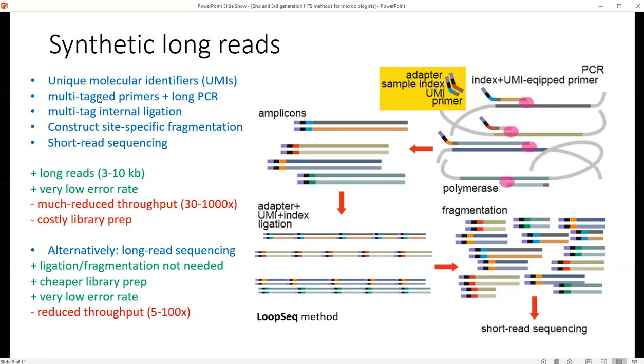So the process is that there is a long PCR with those multiple tagged primers, and then there is internal ligation of those multi-tags, followed by site-specific fragmentation and short read sequencing. And later those reads are long reads are regenerated by bioinformatics tools, and later also samples are secondarily regenerated by sample-specific indexes.